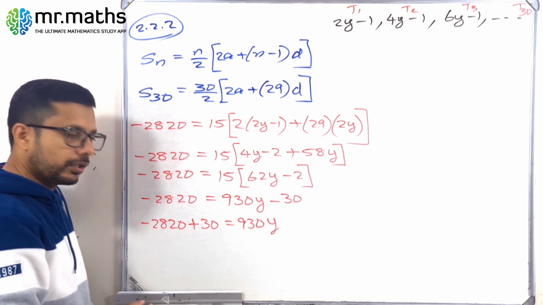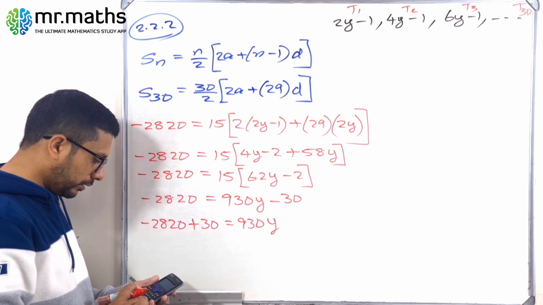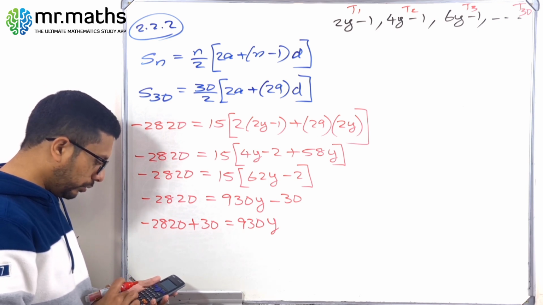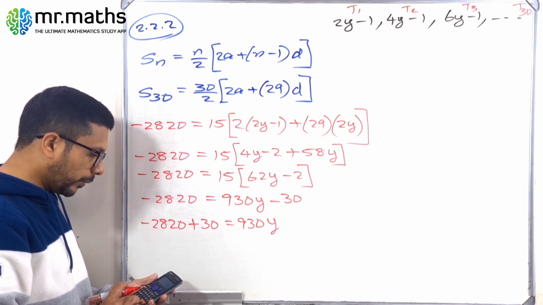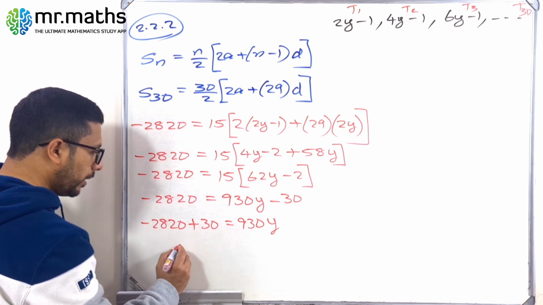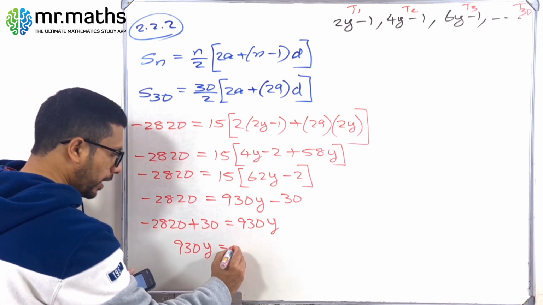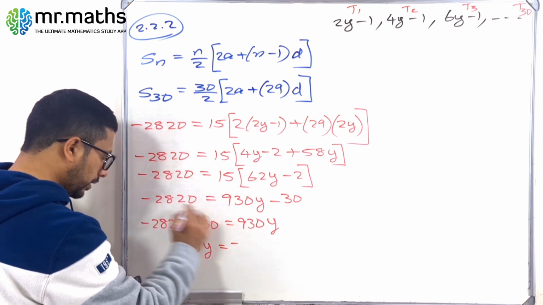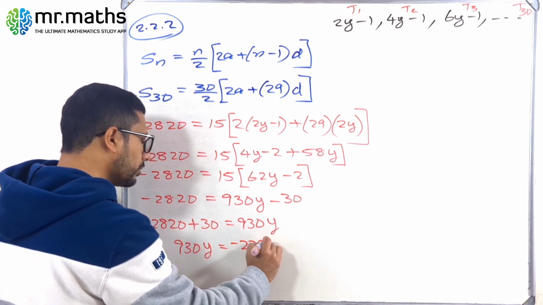930y. So what is the answer of this one? Minus 2820 plus 30, that is minus 2790. Okay, so let me write this one here. 930y is equal to minus 2790.